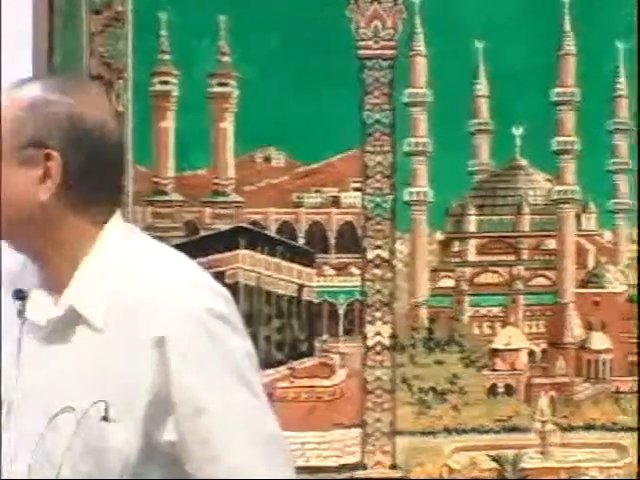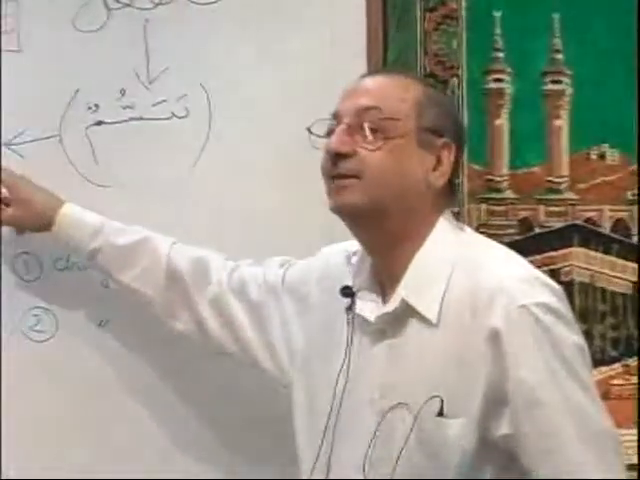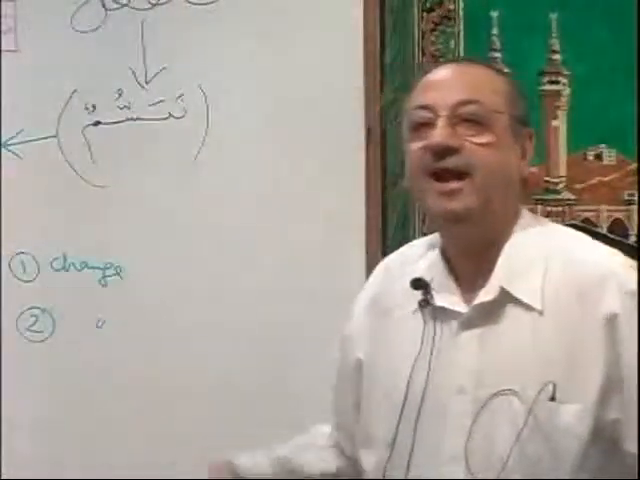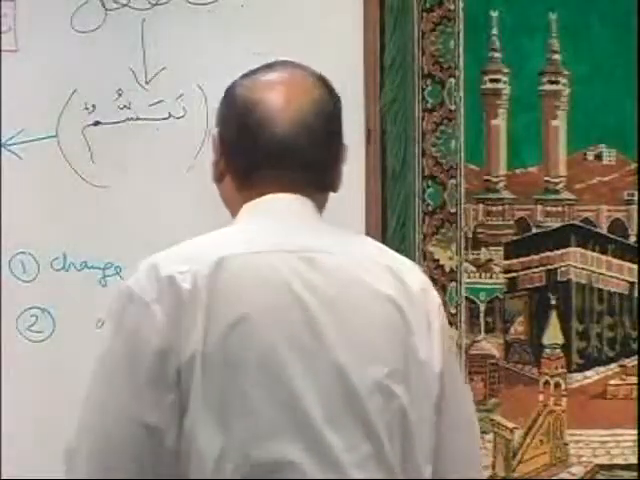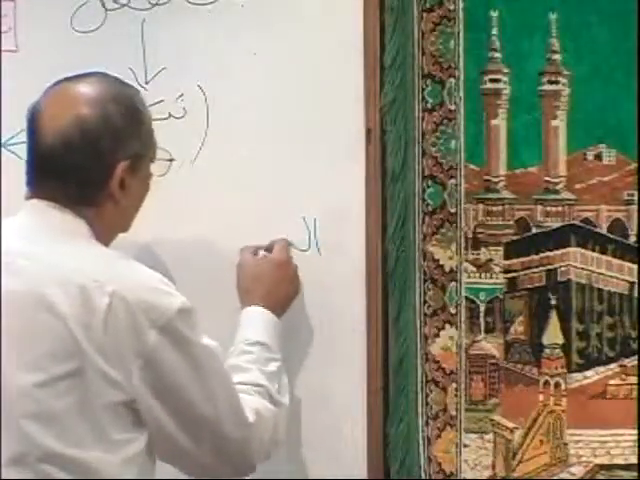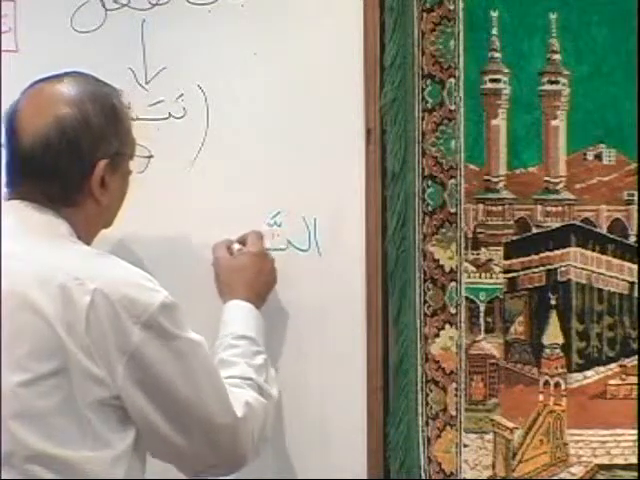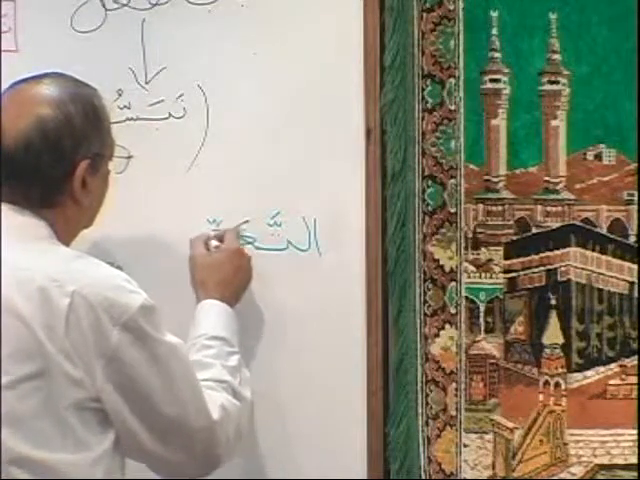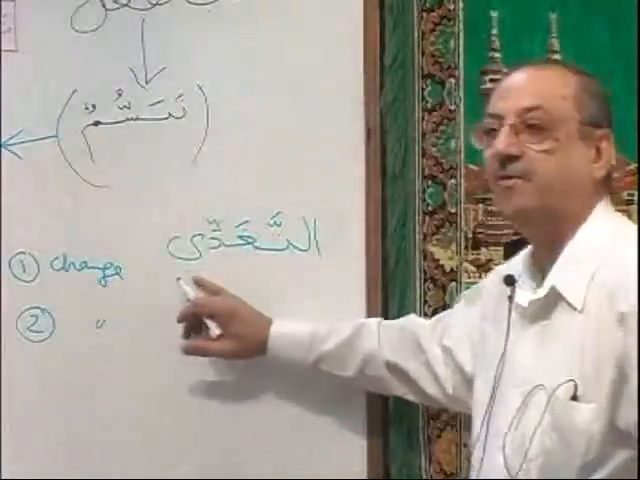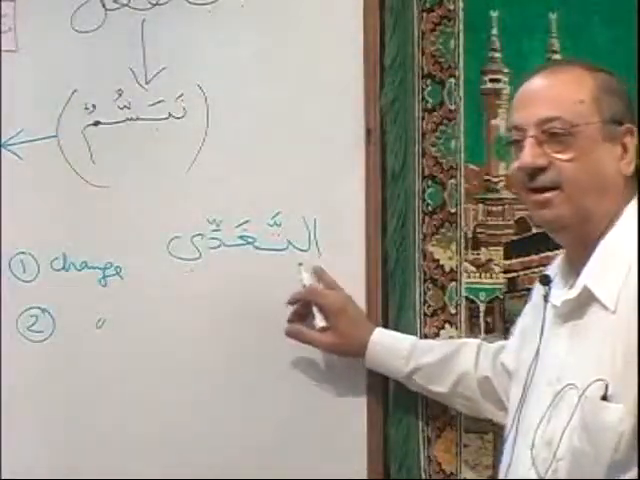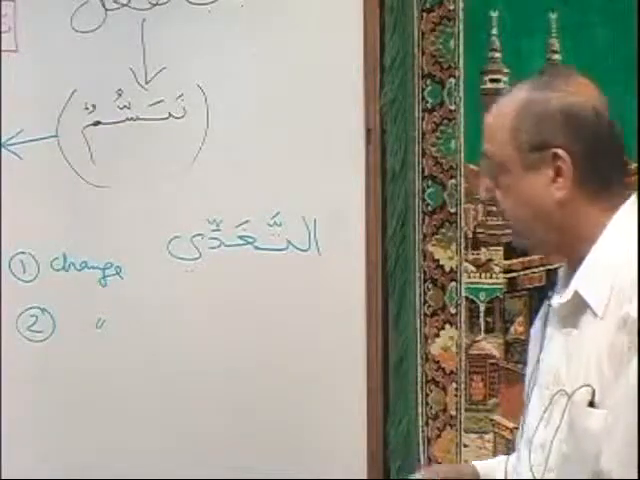But if you put al there, what will happen? Then the ya will come out. How will you say? At-taghaddi. Let me write it down. If you put alif lam, at-taghaddi. Now the ya came out because of al.